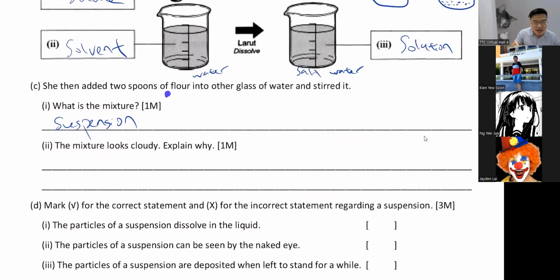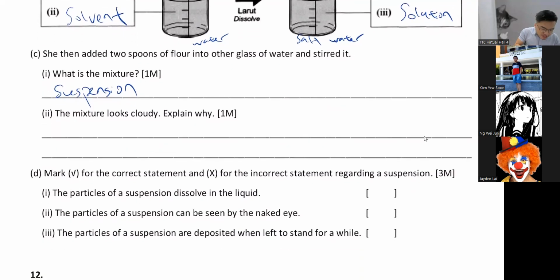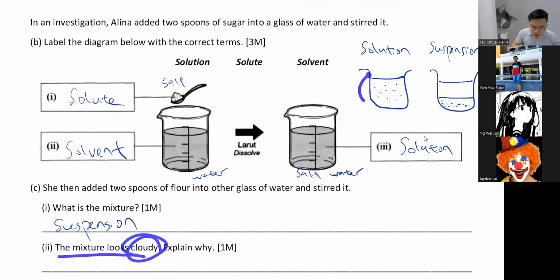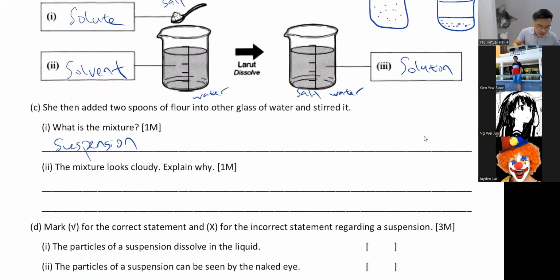So guys, flour cannot dissolve in water. Right? You take your mom's 面粉, you put it in water, you stir it, the thing will still be there. Flour cannot dissolve in water. So there you see, the mixture looks cloudy. Usually, solution is clear. Salt water is clear, no color. But you see Milo is dark. It looks cloudy, it looks dirty. Explain why? Because flour cannot dissolve in water. They cannot dissolve, it makes it look dirty.